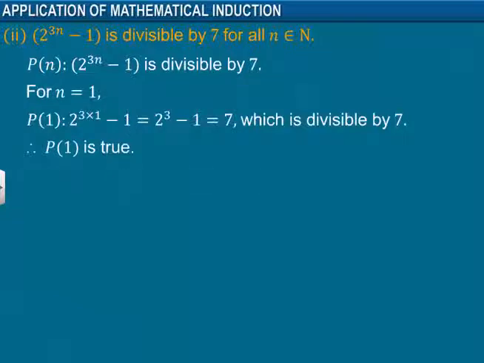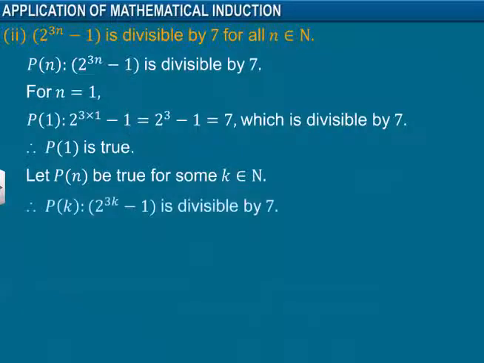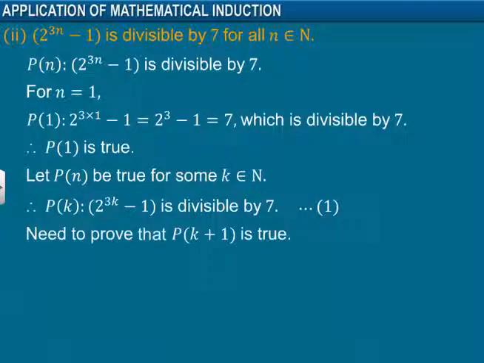Let the statement P(n) be true for some k belongs to N. Therefore, 2 raised to the power 3k minus 1 is divisible by 7. Let this be equation 1. Now, we have to prove that P(k + 1) is also true. On replacing n with k + 1, we get 2 raised to the power 3 times (k + 1) minus 1.